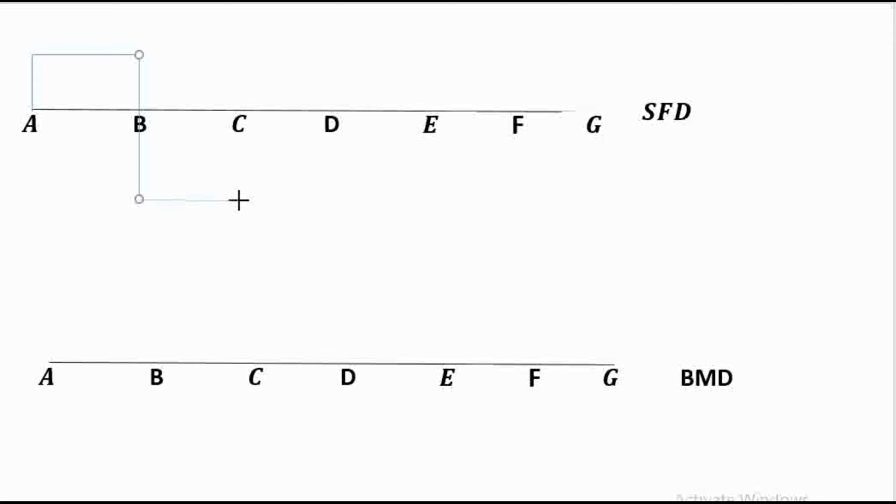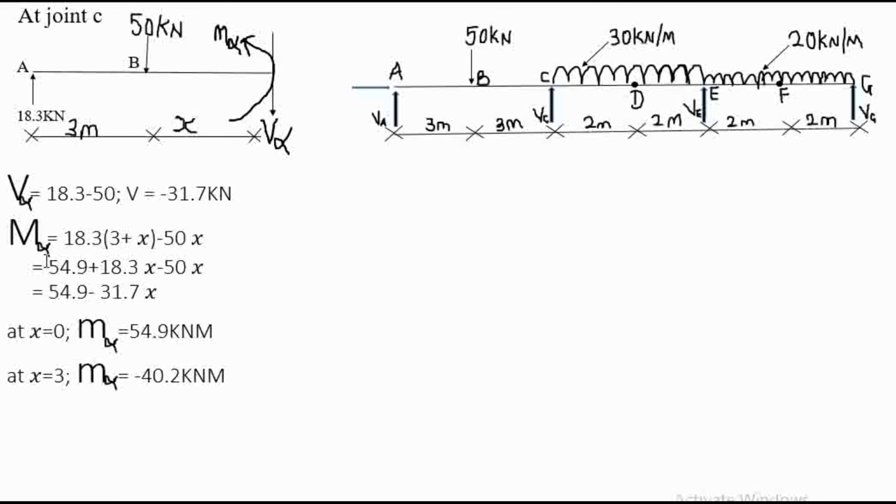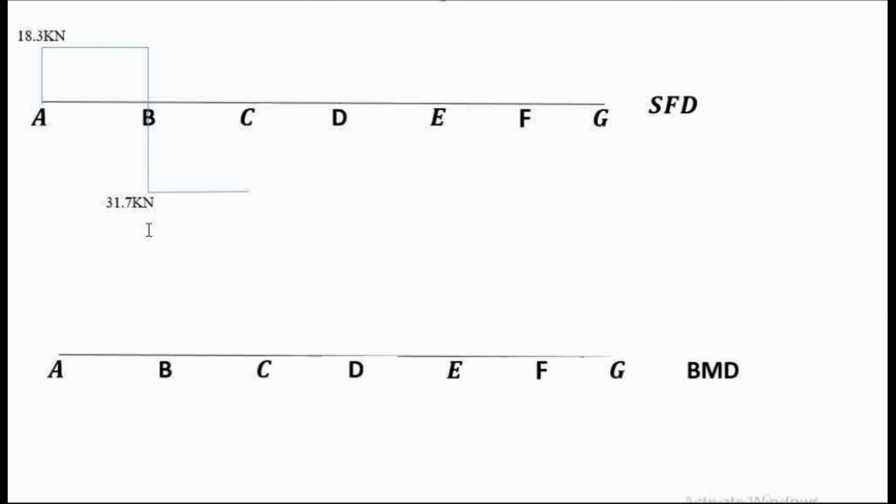This is joint C. You stop here. And now let's look at what happened at joint C. At joint C, our V alpha never changed. So it's minus 31.7 kilonewton. Remember, you're not going to put negative at the 31.7 kilonewton again, for the fact that the diagram comes downwards shows that it is negative already.